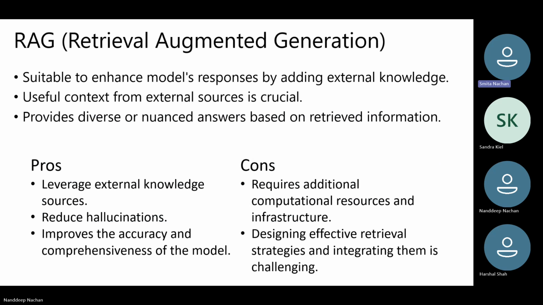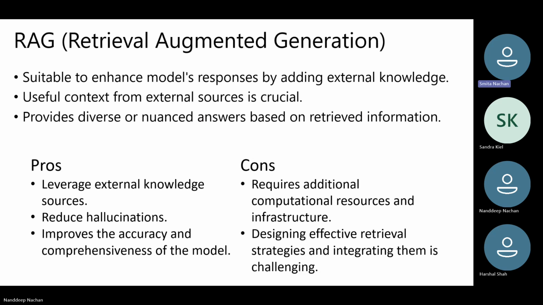So, let's see when to use RAG, what are the pros and what are the cons. So when to use RAG? RAG is suitable when you want to enhance the model responses by incorporating external knowledge or information retrieval. It is useful for tasks where the context from external sources is crucial for generating accurate responses. RAG can be employed in scenarios where you need the model to provide diverse answers based on the retrieved information. What are the pros for this one?